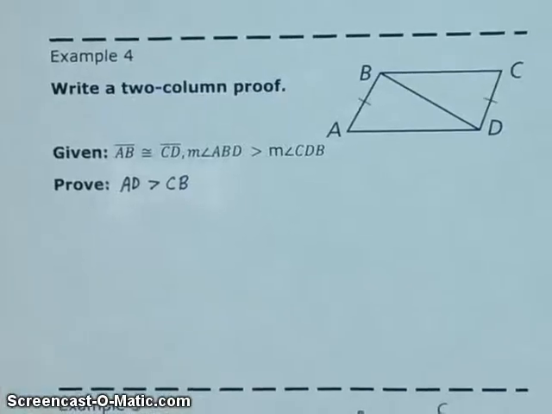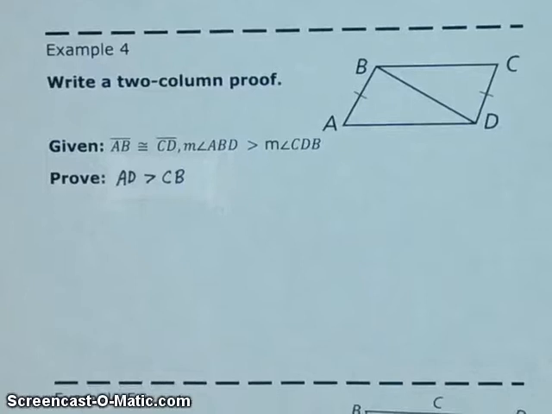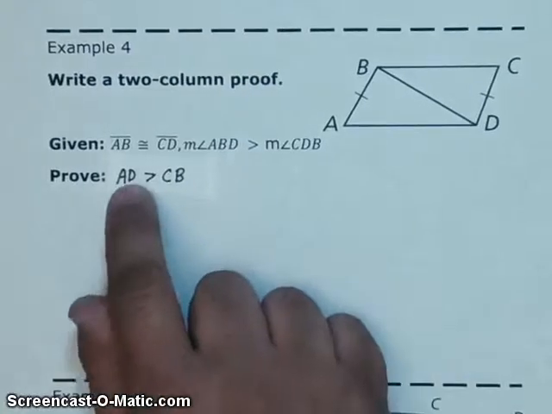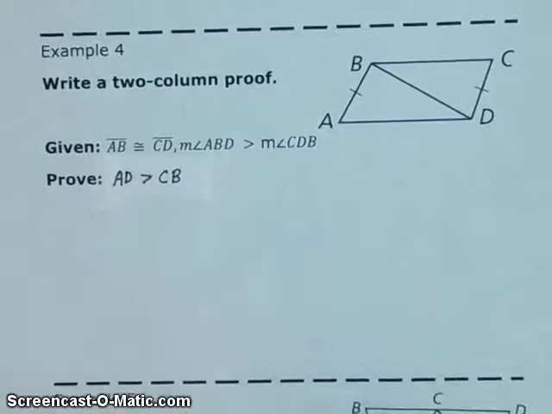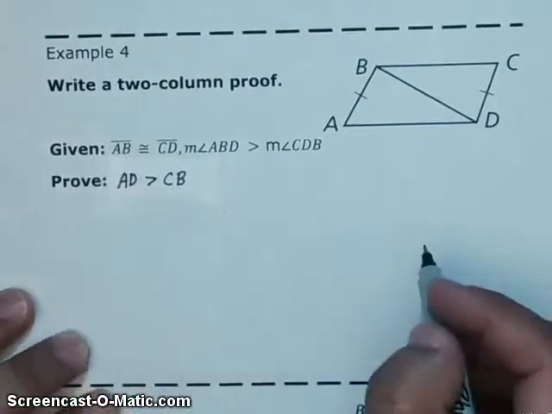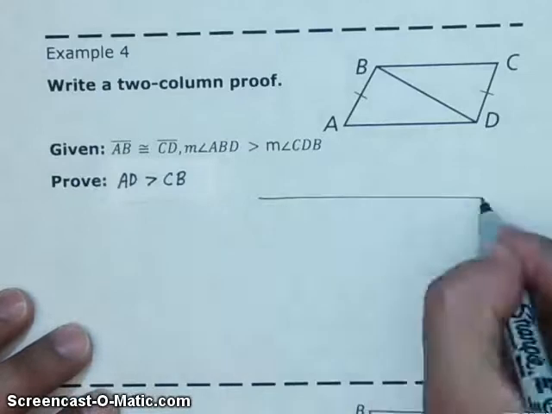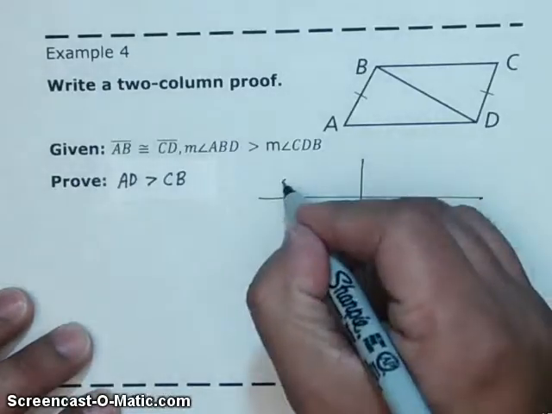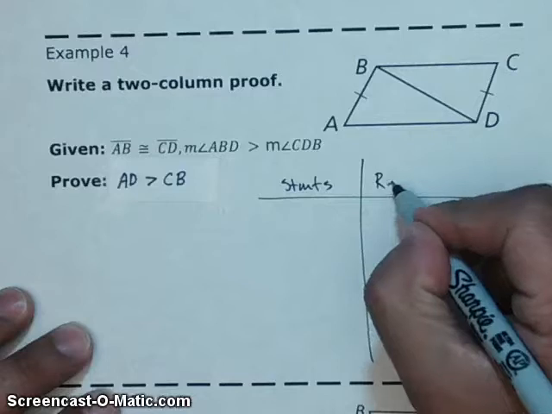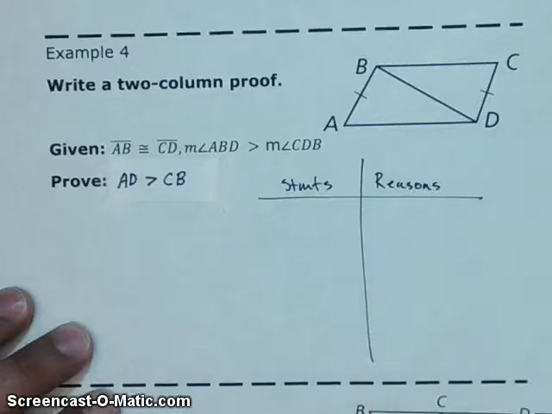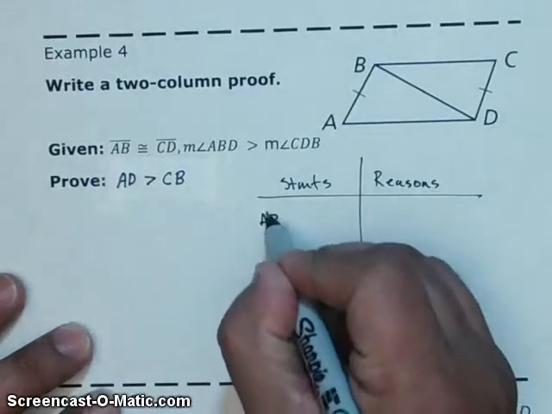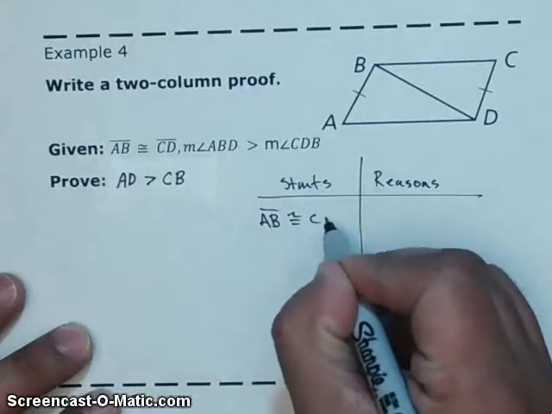Alright, now we're going to look at some proofs. The first one is we want to prove that the distance from A to D is greater than the distance from C to B. So let's make our 2-column proof. Remember that on the left side go our statements, and on the right are our reasons. Okay, we always start with what's given, so I know that segment AB is congruent to segment CD.